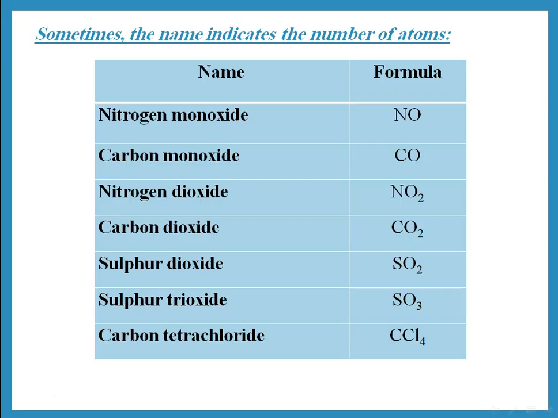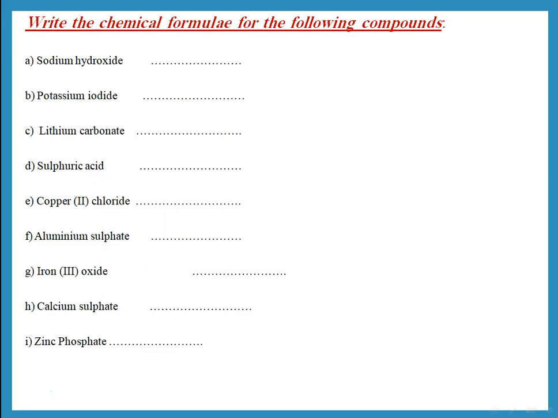Tetra means 4. So carbon tetrachloride means carbon with 4 chlorines, and you do not apply the rule of valencies to this. Okay, so let's write chemical formulas very quickly to remind us. How do we write sodium hydroxide? Again, sodium is Na and hydroxide is OH. The valencies of each of them is 1. So this is how you write sodium hydroxide.